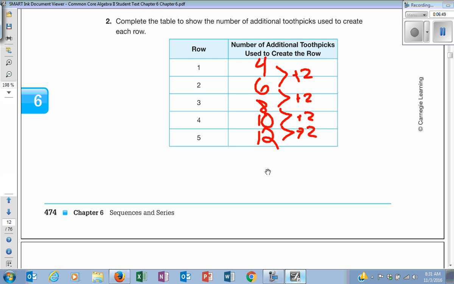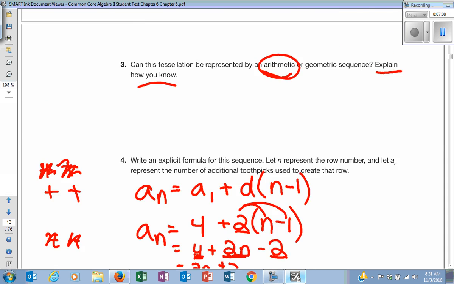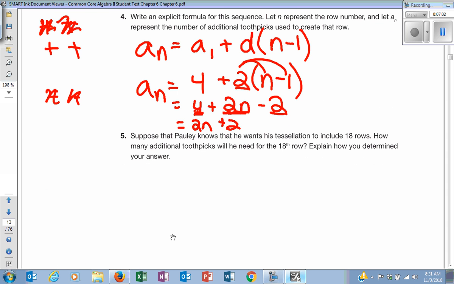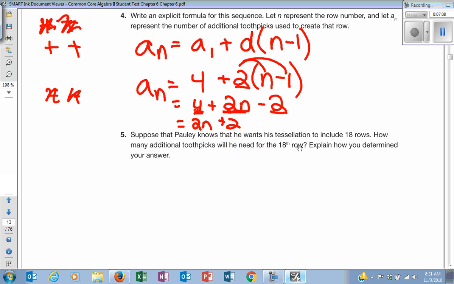Do you get the question? So it's not how many total are in that whole creation when I have 5 rows. We're going to talk about that today in just a second. Okay? So that's why I'm saying keep that in mind. So how many additional toothpicks will he need for an 18th row? This is not how many toothpicks will he need to make this creation with 18 rows. Do you get the difference? It's how many he will need just for the 18th row.